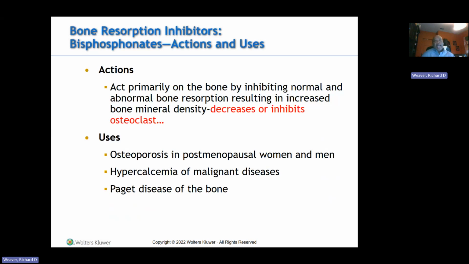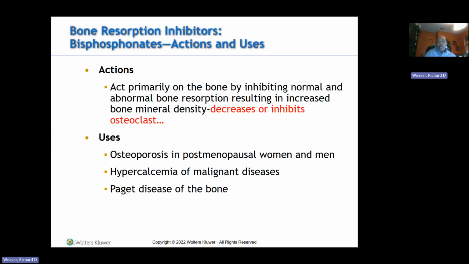Now, bisphosphonates act primarily on the bone by inhibiting normal and abnormal bone resorption. Remember, resorption basically just means that calcium is being taken from the bone. But these drugs help calcium essentially stay in the bones, which will add to their mass, density, and strength.